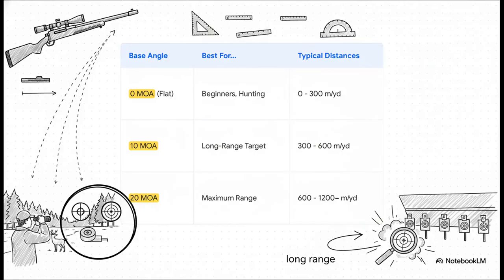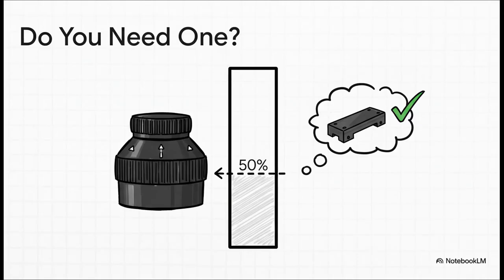So which one do you need? Well, here's a basic cheat sheet. For most shooting and hunting inside 300 yards or so, a standard flat base is totally fine. But once you start pushing past that, a 10 or 20 MOA base becomes a seriously smart upgrade to unlock your scope's true potential. And hey, here's a super simple trick to see if you need one. Next time you're zeroed, take a look at your elevation turret. If you've already used up more than half of your total up adjustment just to get to 100 yards, then yeah, a canted base is probably a really good idea for you.